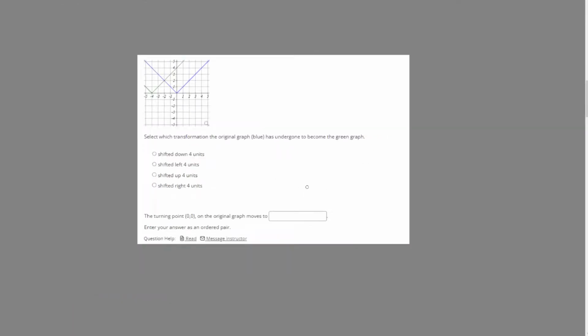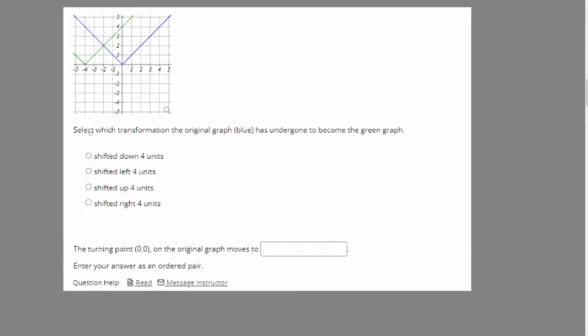Now this one is the same question, but with a different graph. Select which transformation the original graph, blue, has undergone to become the green graph. It looks like it was moved to the left 4. So it was shifted left 4 units. Yes, so it'll be this one. And then the turning point, which was at 0, 0, now is -4, 0.